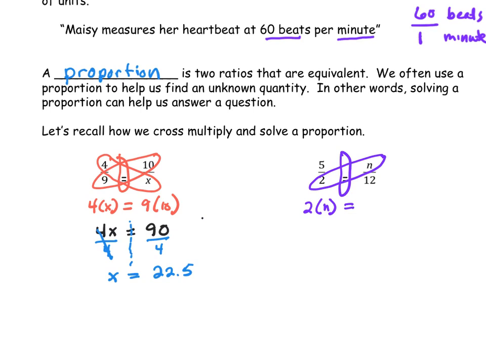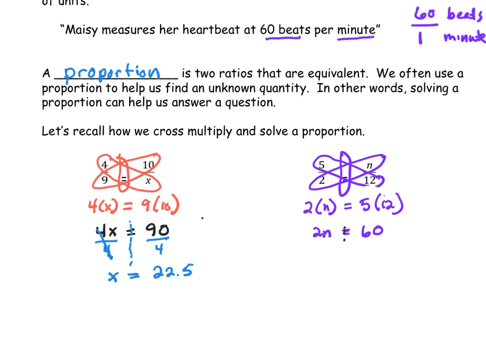So the body means I need to drop down the equal, and the other wing tells, whoops, that's a very messy 5. Let me erase that. The other wing tells me that I'm multiplying 5 times 12. So we're going to end up with 2n equals 5 times 12, which is 60.